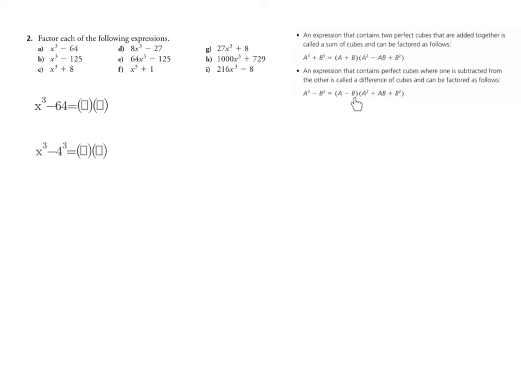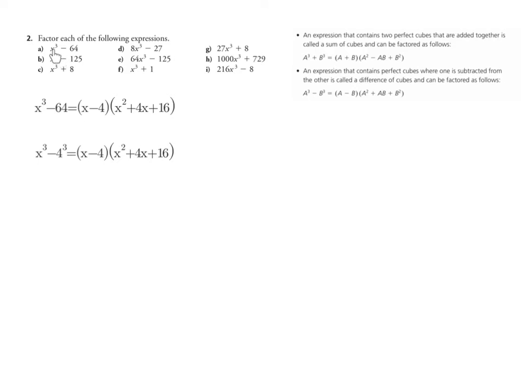So a minus b will be x minus 4. A squared is x squared, plus ab is x times 4, or 4x, and b squared is 4 squared, so 16. And that is factored. x minus 4 times x squared plus 4x plus 16. It's as simple as that.